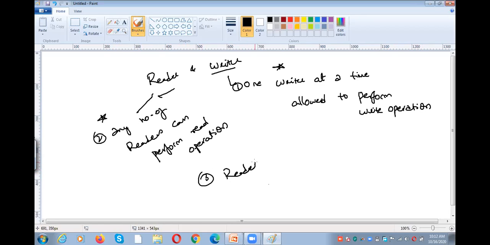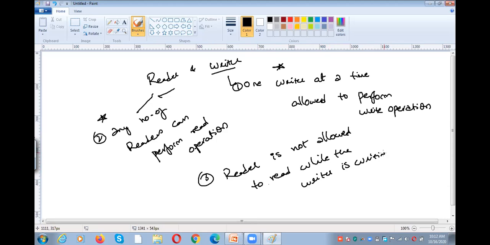a reader is not allowed to read while the writer is writing. That means the first condition, only one writer. For example, if it is a classroom, how many writers are allowed to enter the classroom? Only one teacher is allowed to write on the blackboard.